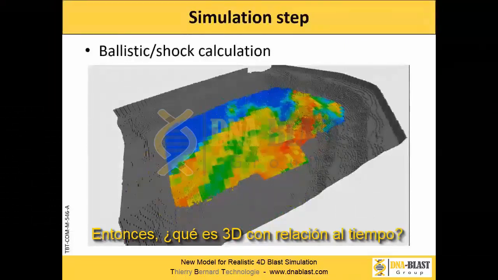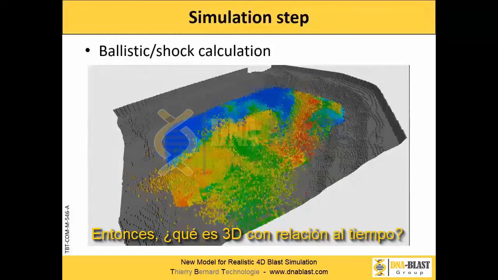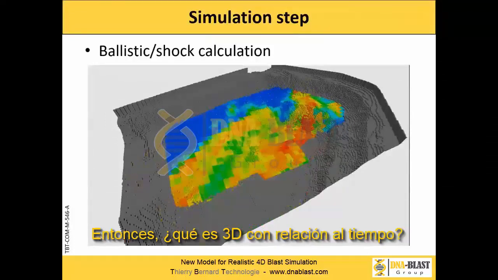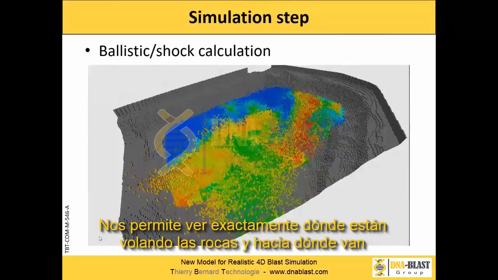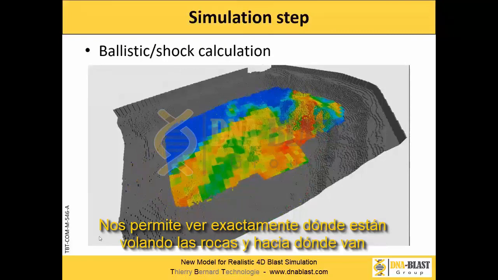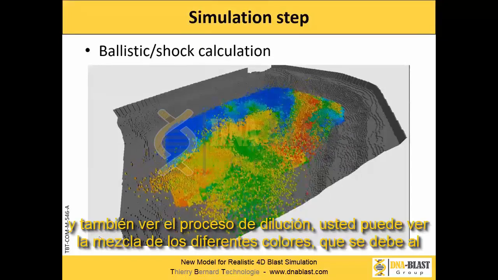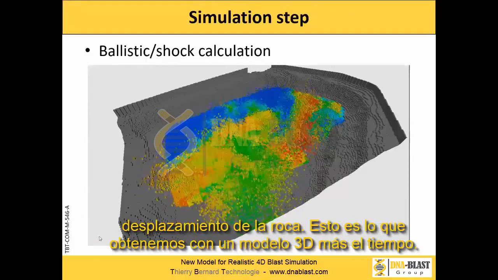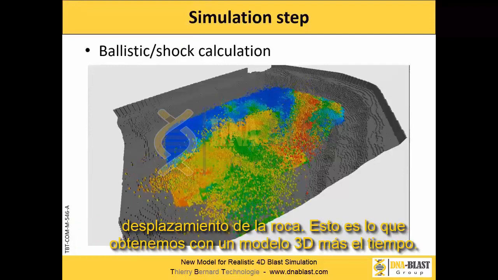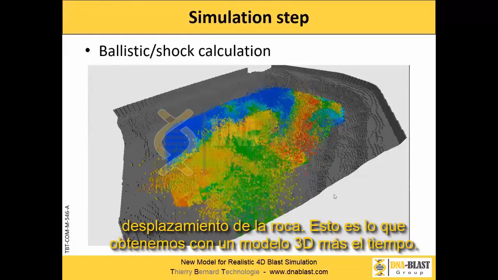Few times. So what is 3D? Versus time, so you see exactly where the rocks are flying, how they fly, and where they go. And you also see the dilution process, so you see the mix of the different colors that is due to the movement of the rock. This is what we've got with 3D plus time.